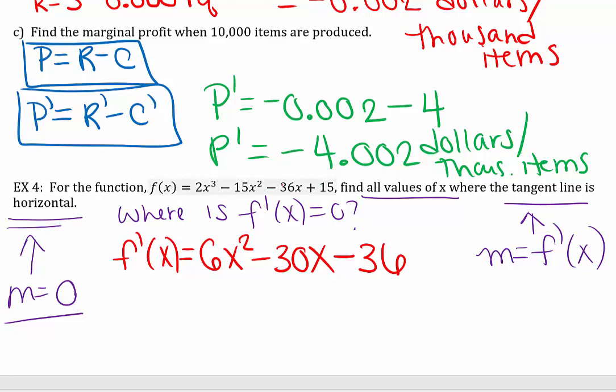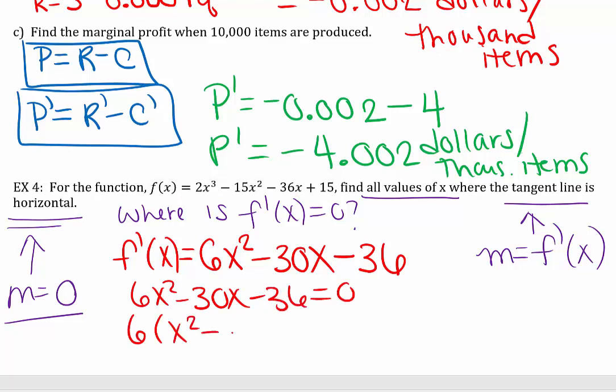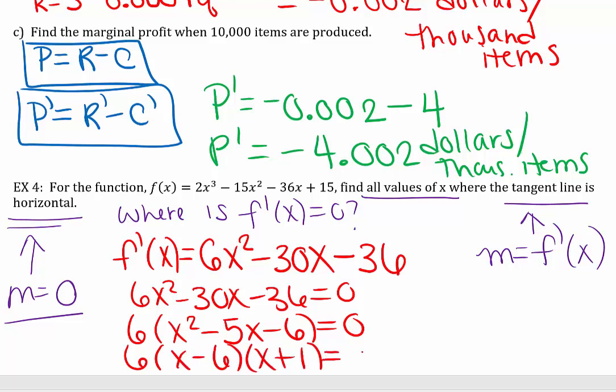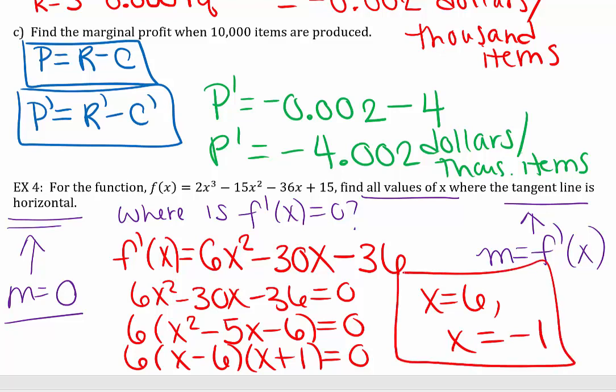Okay, so where is this derivative equal to 0? I'm going to solve this by factoring. I notice that all of these numbers are divisible by 6. So I pull the 6 out first. Product of negative 6, sum of negative 5. I think negative 6 and positive 1 work. So I get x equals 6 and x equals negative 1. Those are two x values where this function has horizontal tangent lines.